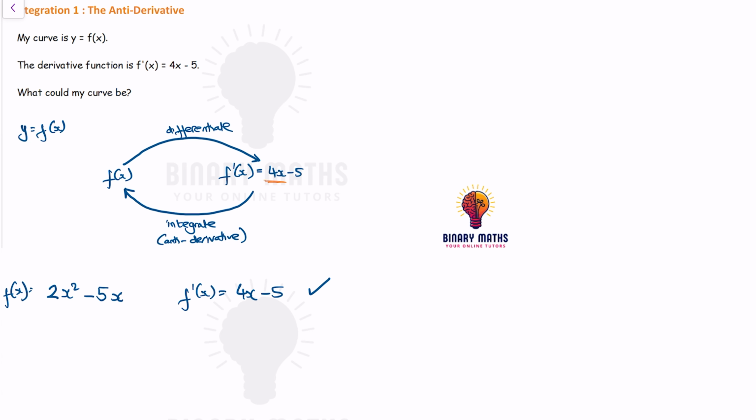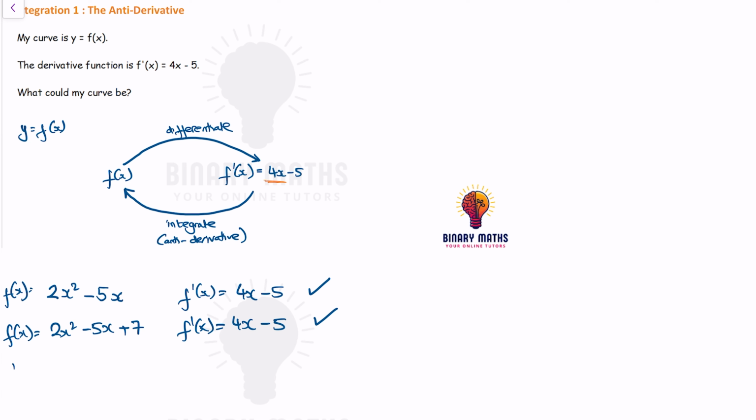But that's not the only answer. Let's look at the case if f of x is equal to 2x squared minus 5x plus 7. Imagine I have a plus 7 at the end as well. Now if I differentiate that, then the 2x squared differentiates to 4x, the minus 5x differentiates to minus 5, and the 7 differentiates to 0. So that also gives me the f dash of x that I wanted, which is 4x minus 5.